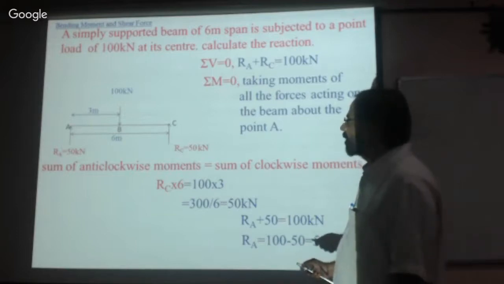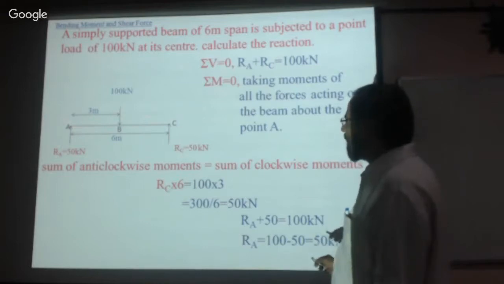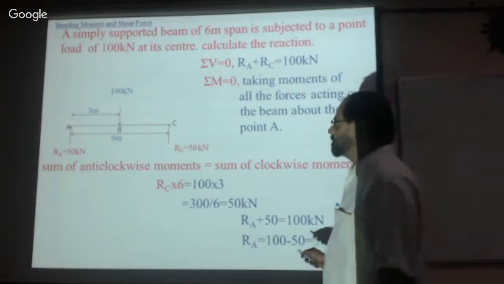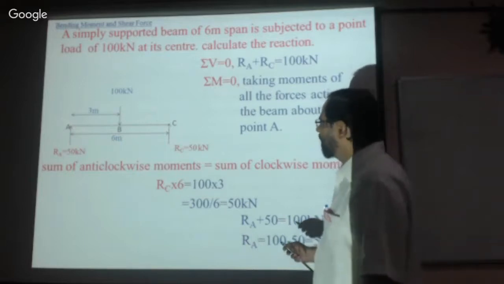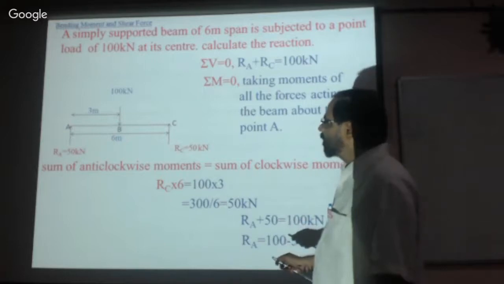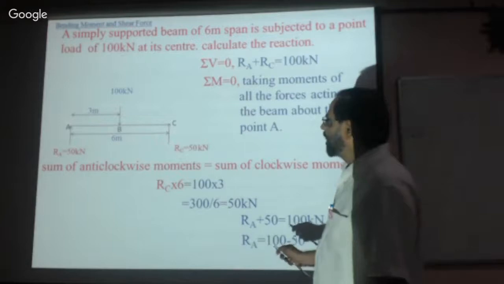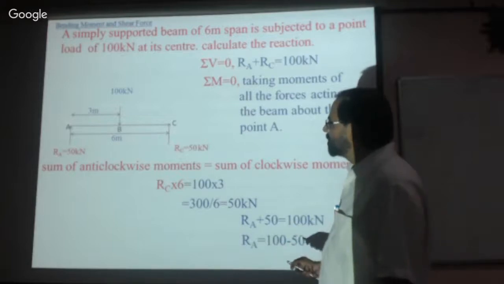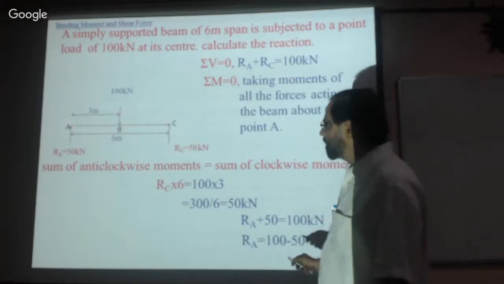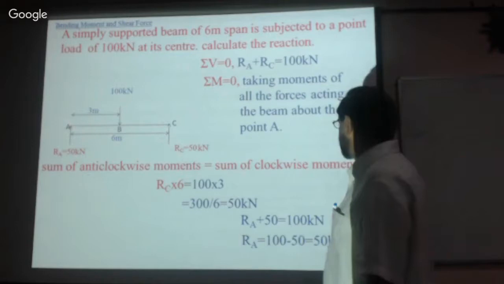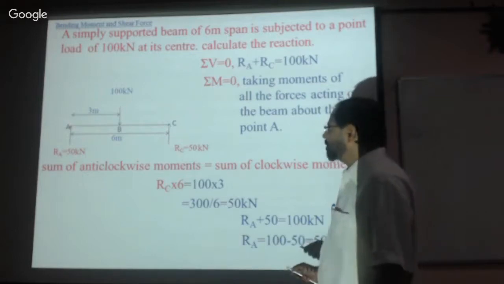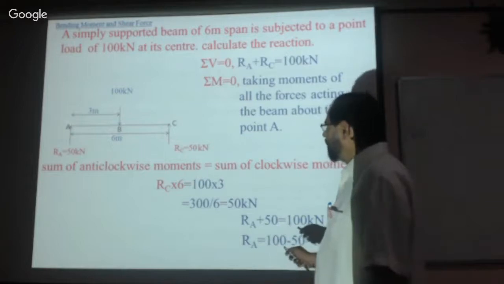Therefore sigma M at A is equal to, let us take the moment about this point. When you take the moment about this point, the moment is the force multiplied by the perpendicular distance. Taking the moment about A, it is force Rc multiplied by 6 meter distance. This creates an anticlockwise moment, and this force, with respect to support point A, creates a clockwise moment. Therefore, the sum of the anticlockwise moments is equal to the sum of the clockwise moments.